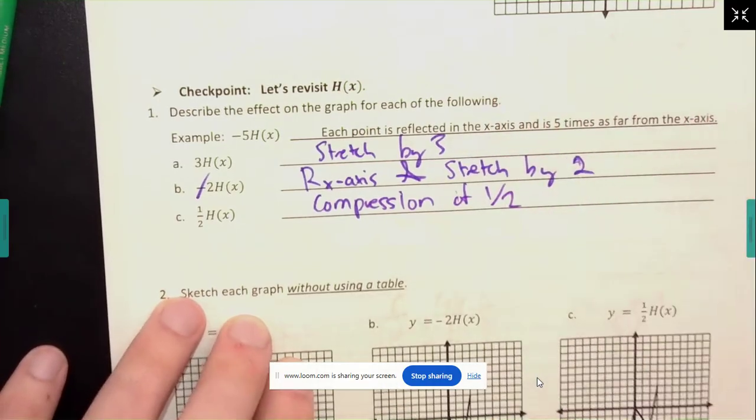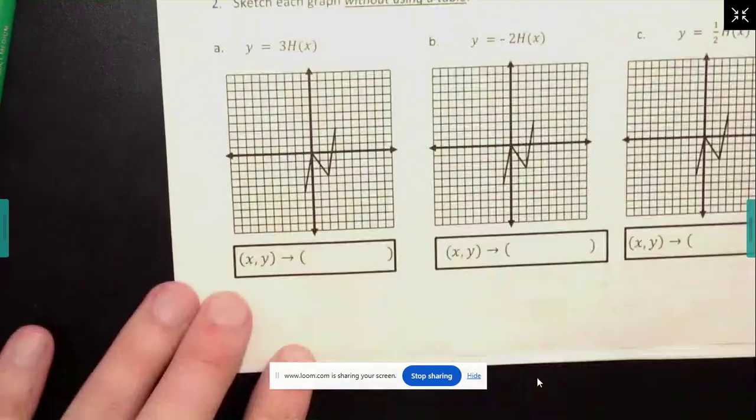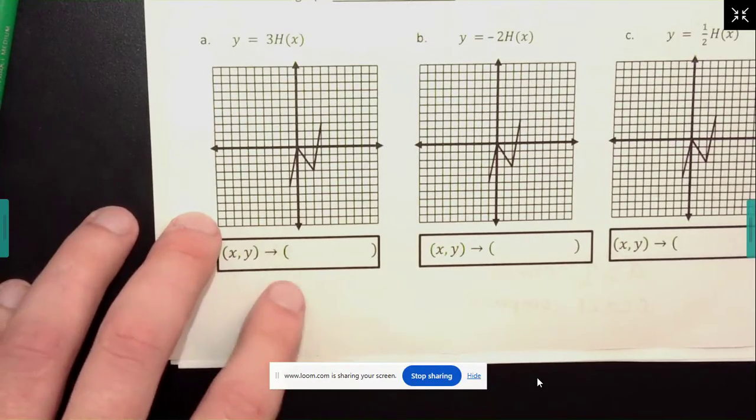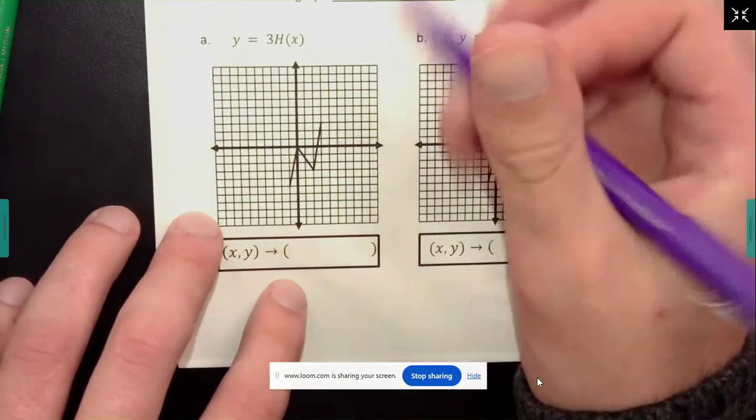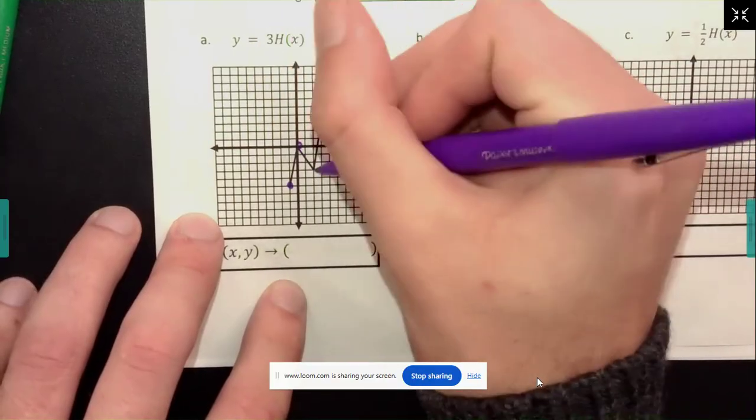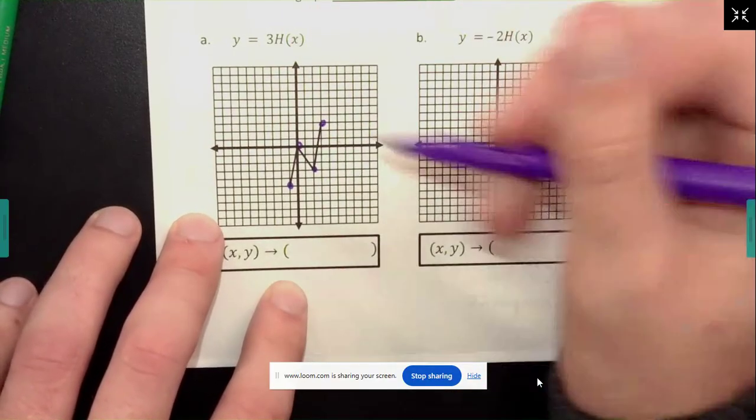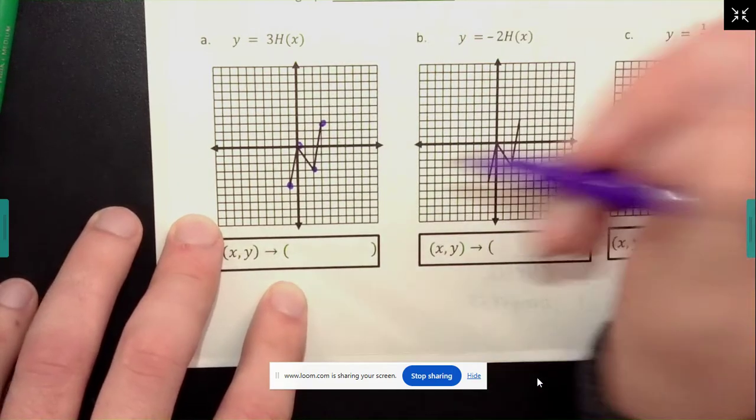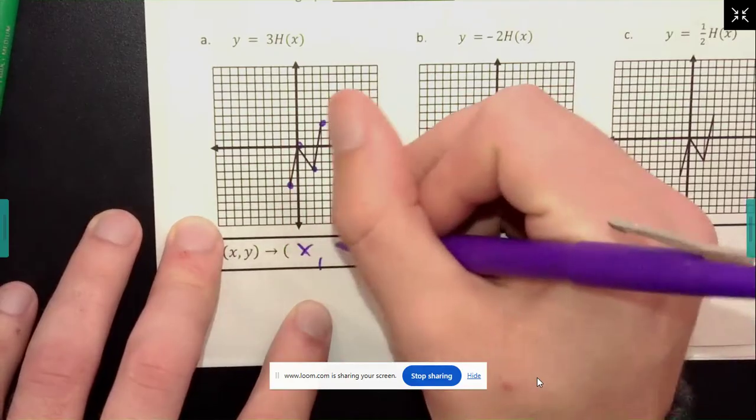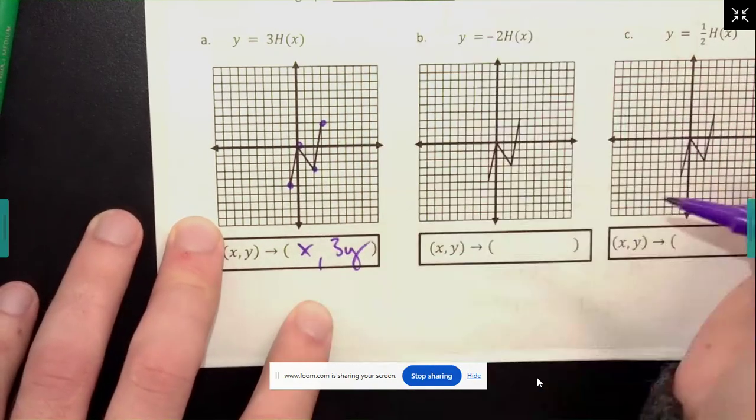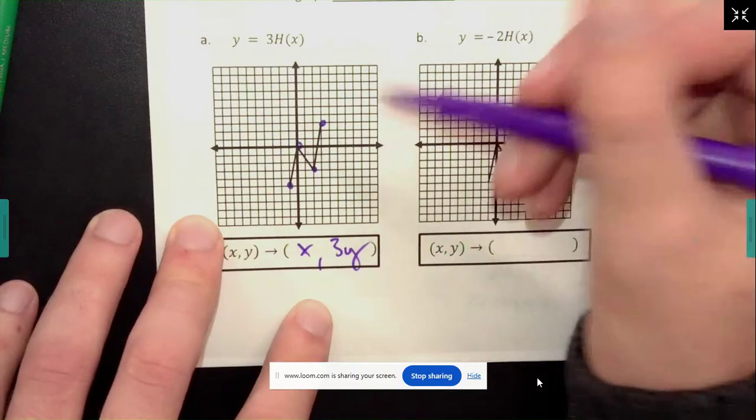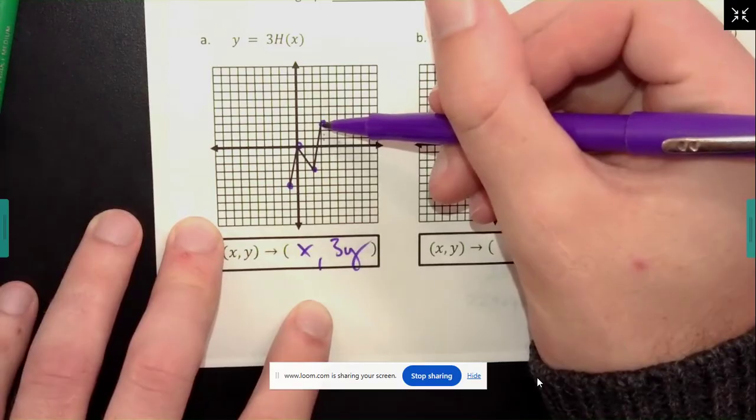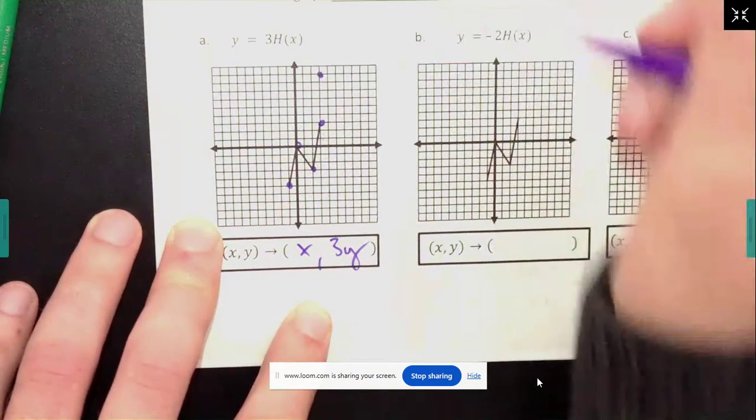Okay. All right. So this one says sketch each graph without using a table. So I can look at these special points we had last time. Okay. And since I'm only stretching up and down, let me figure out what the y values are for these and stretch it from there. Right. So the x is going to stay the same. For this one, we're going to multiply the y value by 3. So I go up 1, 2, 3 to get here. Well, what's 3 times 3? It's going to bring us up to 9.